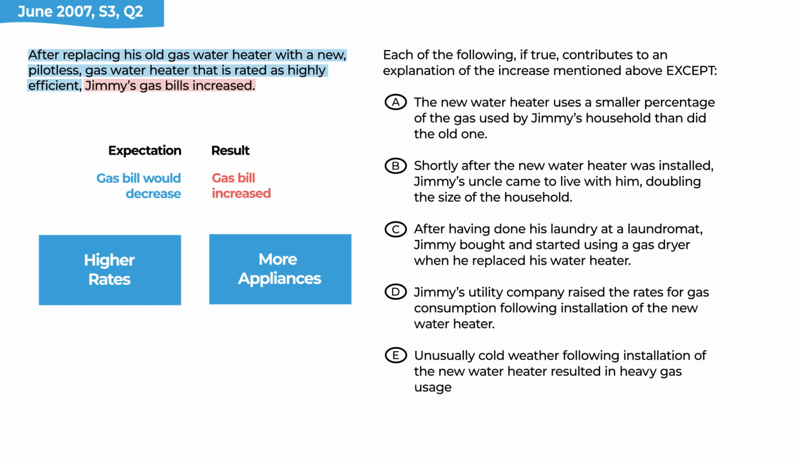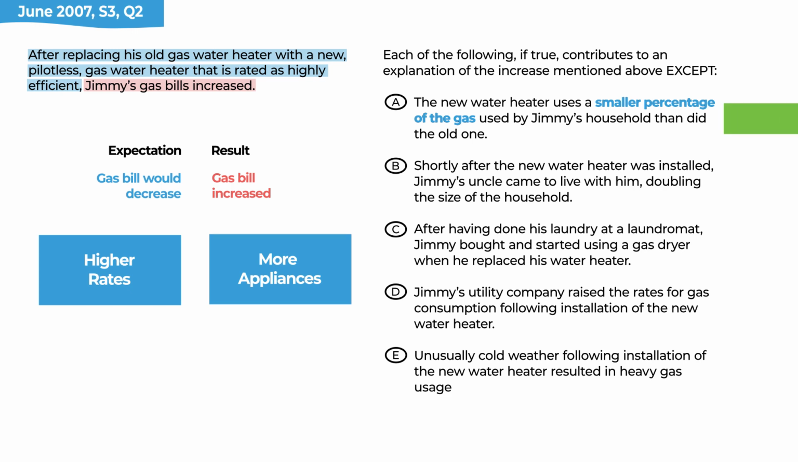Answer choice A says that the new water heater uses a smaller percentage of the gas used by Jimmy's household than did the old one. So it's using a smaller percentage of the gas, the new one. That makes it more efficient. This is actually very much in line with the expectation, not with the result. If anything, this might actually make the situation more confusing, not less confusing. So we might have gotten lucky with answer choice A. Let's hold on to it and see what else we get.